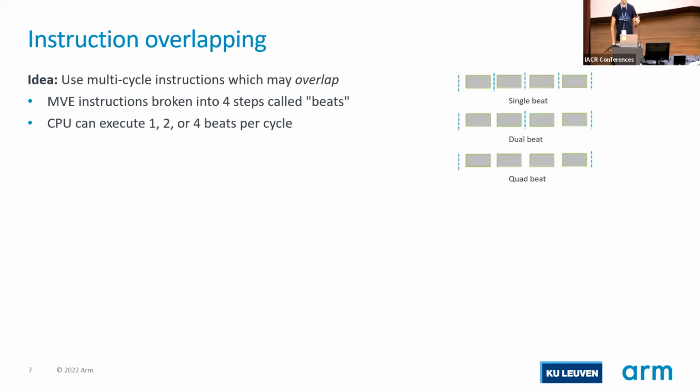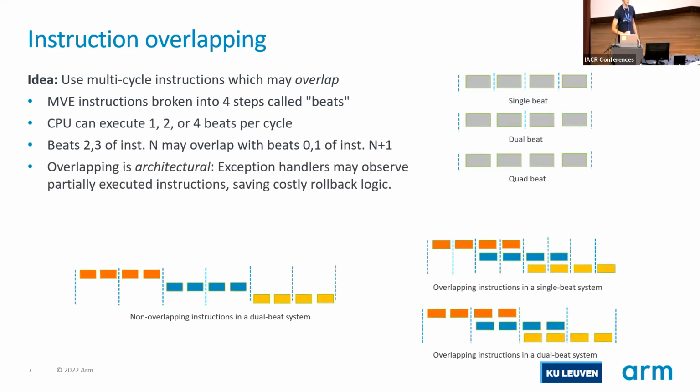M55, for example, executes 2 beats per cycle. And then the architecture says that the last 2 beats of an instruction can overlap with the first 2 beats of the next instruction. They can, they don't have to. It usually depends on what execution resources they rely on. And 2 things are noteworthy here. This is architectural overlapping, which saves the microcontroller the cost of maintaining an illusion of atomicity. So if an exception handler hits, this can be in the middle of an instruction. That's okay. And also note that instruction overlapping is not the same as dual issuing. We still only issue 1 instruction per cycle.